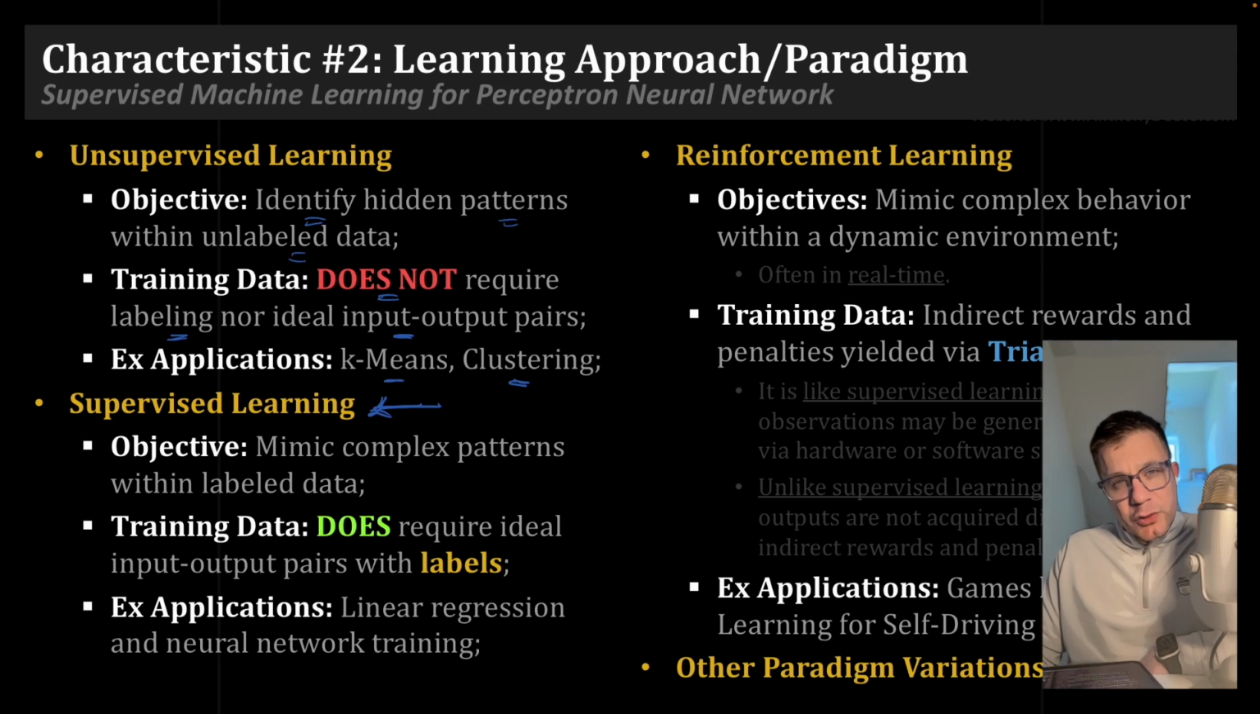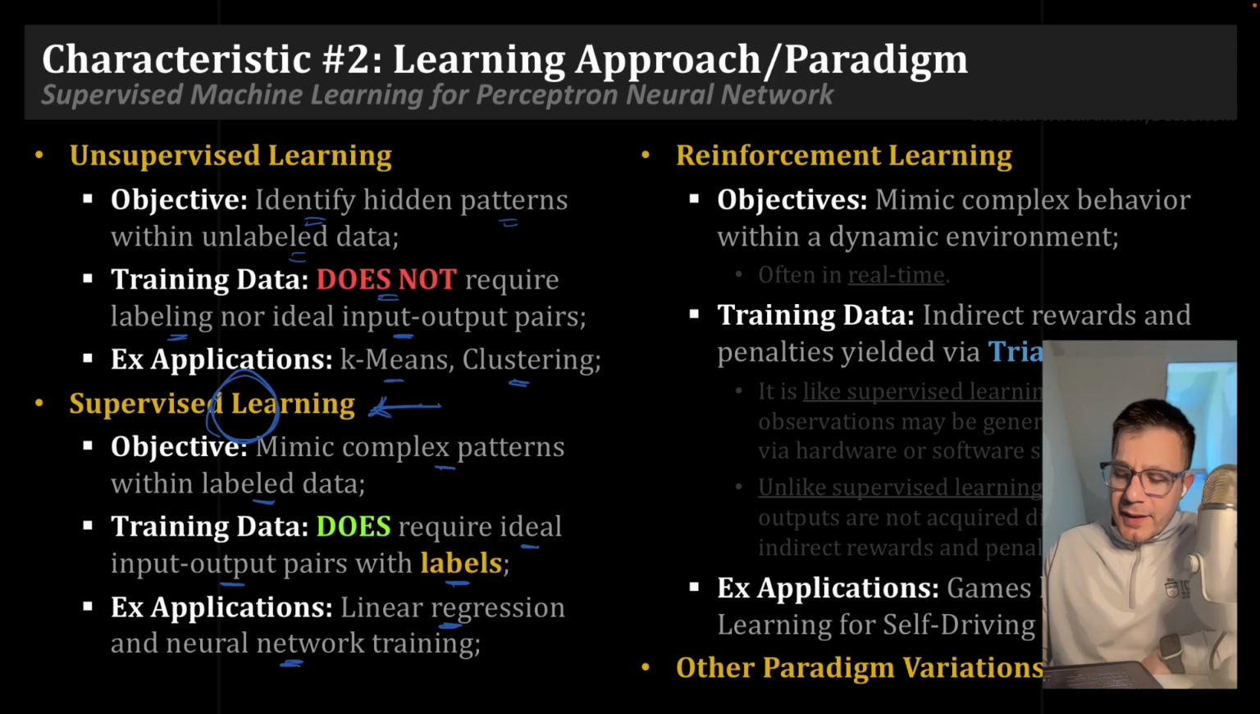And the objective of supervised learning is to mimic complex patterns within labeled data. The training data does require ideal input-output pairs with appropriate labels. So the training data needs to tell us for each sample what the ideal output should be. We call that the label. Example applications include problems related to linear regression as well as neural network training, and that kind of brings us back to the topic we discuss in this module, right? We are using supervised learning here in this module.